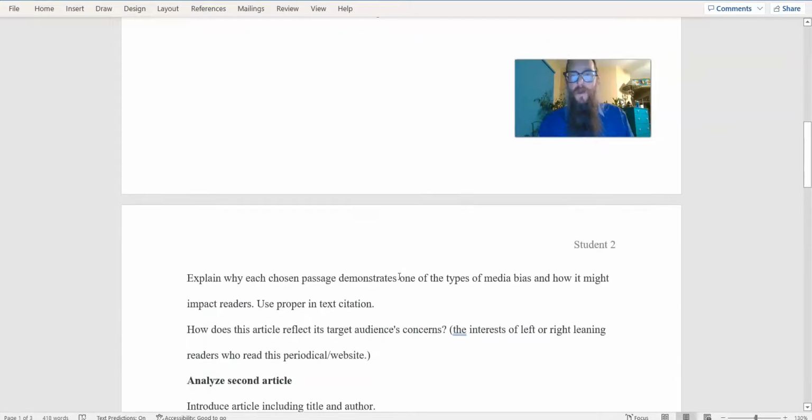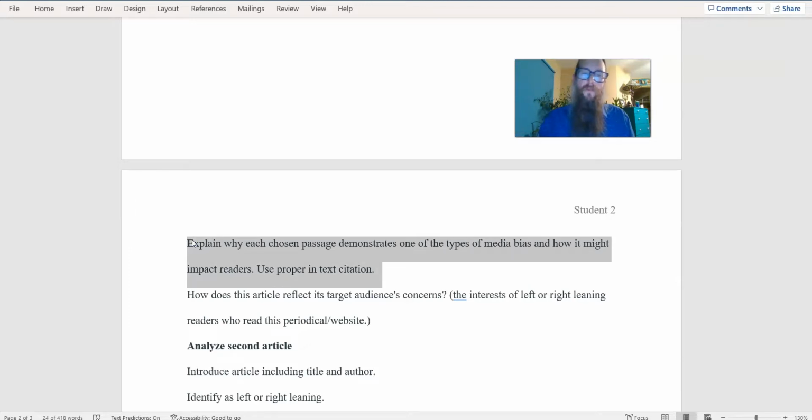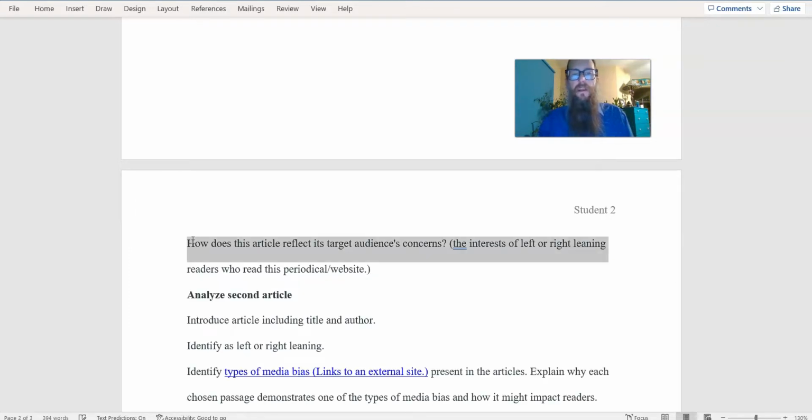Okay. And there's probably more you could say there. This is just an example. Okay, so we've done this. Explain which type of media bias is happening, how it might impact readers. Use the proper in-text citation. I did that. How does this reflect the target audience's concerns?